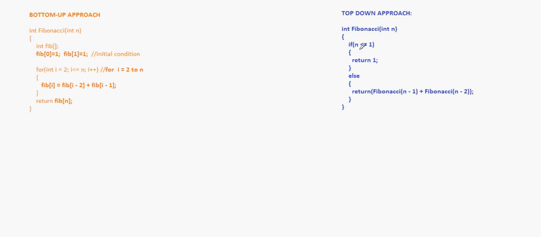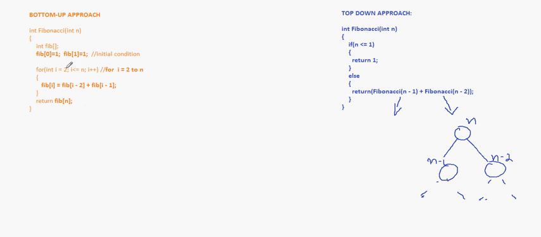In the top-down approach, the Fibonacci of n is equal to 1 if n is less than or equal to 1. Otherwise, there are two recursive calls to calculate the Fibonacci of n minus 1, and the Fibonacci of n minus 2, and then an addition. So it's just a split of nodes. If this is n, this will be n minus 1 and n minus 2. Again, this will be split into 2.